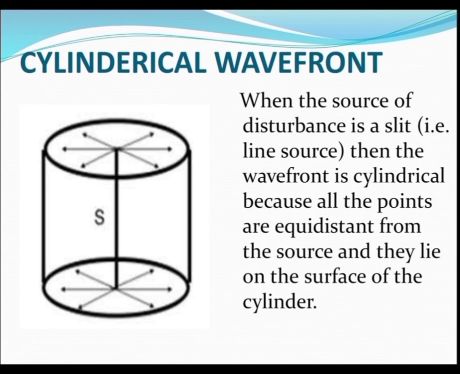Cylindrical wavefront. In the diagram, it is clear that when a source of light is a line source, cylindrical wavefronts are formed. When the source of disturbance is a slit, that is line source, then the wavefront is cylindrical because all the points are equidistant from the source and they lie on the surface of the cylinder.